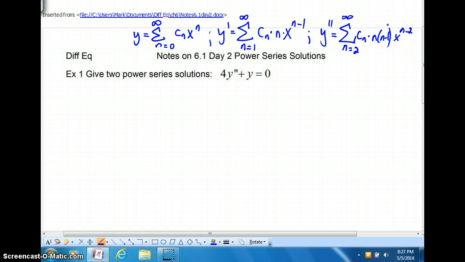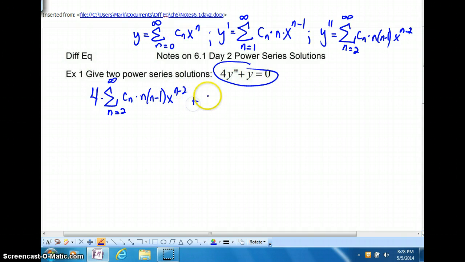We're going to substitute that into this differential equation here. We're going to have 4 times the sigma from n equals 2 all the way up to infinity of c sub n times n minus 1 times x to the n minus 2. But then we're going to say plus y, so we'll have plus sigma, where n equals 0 up to infinity of c sub n x to the n, and set this equal to 0.